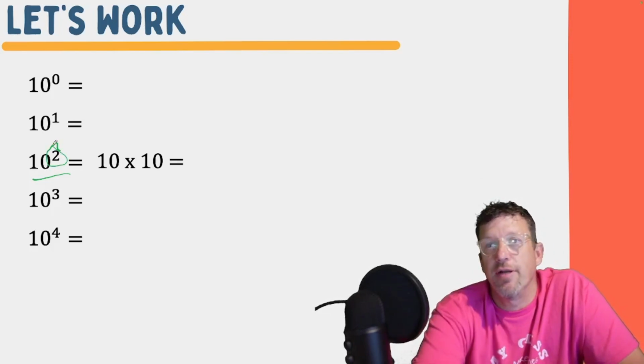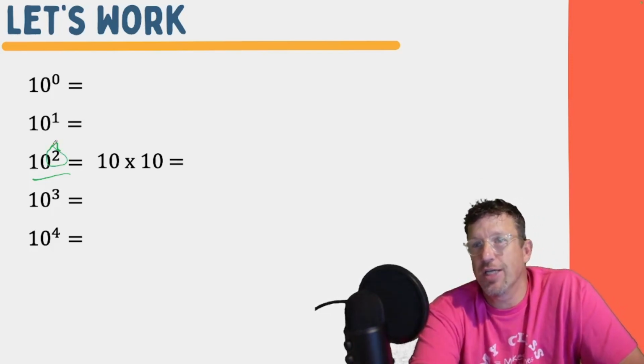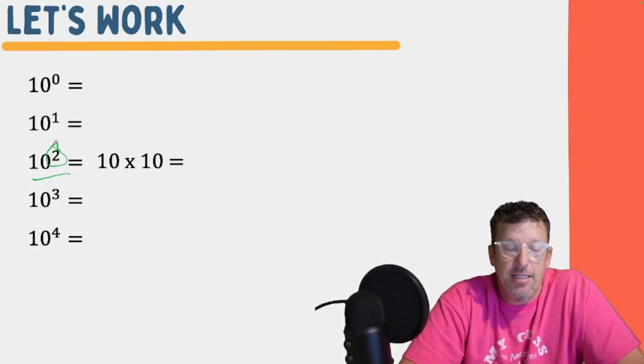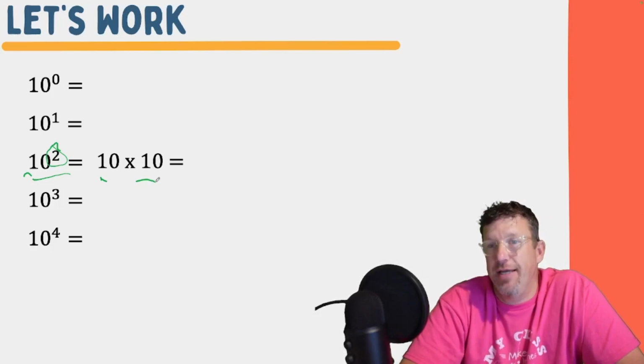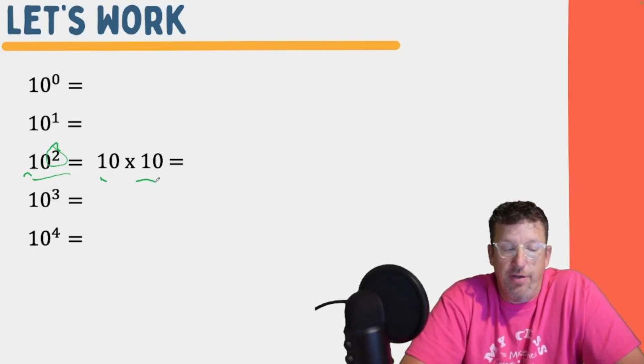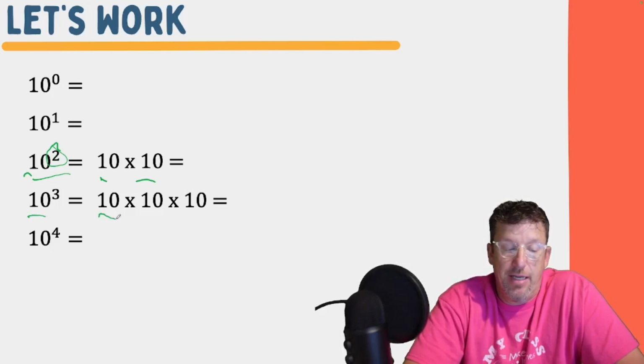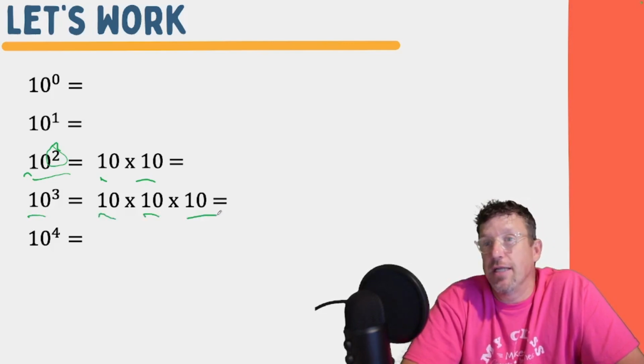I got an exponent video out there if you haven't watched it. If you're new to exponents, go check it out. But 10 to the second means you take the base, you write it down twice, and it's 10 times 10. And so if I have 10 to the second, then what does 10 to the third mean? Well, that means I write down 3 tens, and I multiply them all together.